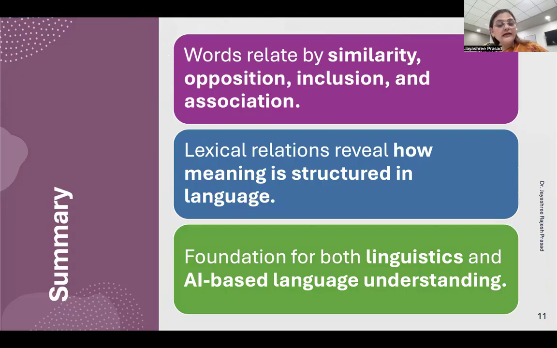So let's summarize. Lexical relations show us that word meanings are not isolated. They live in a connected system where every word gains meaning from its relation to others. Understanding these links helps both linguists and machines interpret language more intelligently.